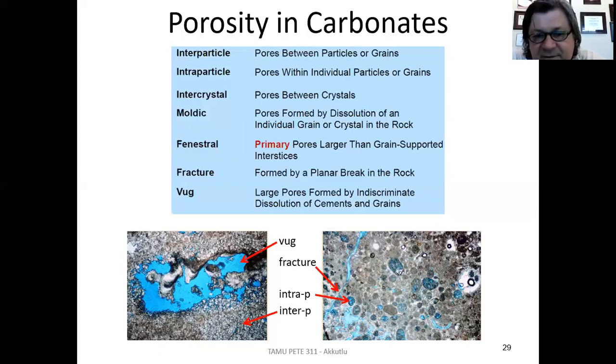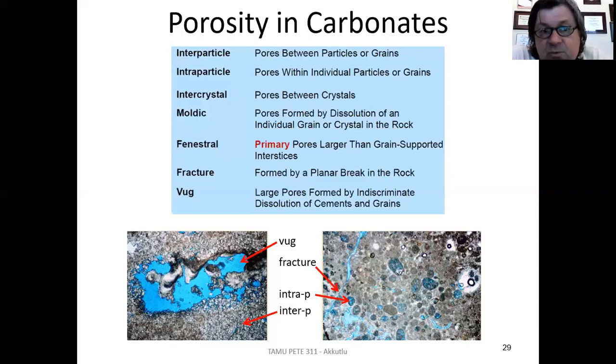So there are different types of pores in the system. There are interparticle pores, like I showed you here, pores between the particles and grains. Imagine the billiard balls image, right? So we have particles and there are spaces between the particles. This is what we call interparticle porosity. And sandstone is mainly interparticle porosity.